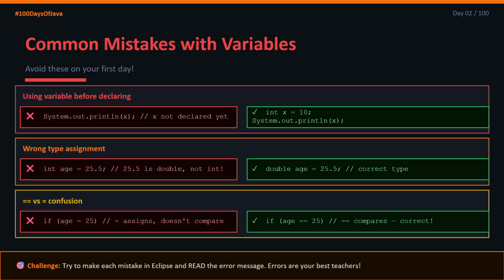And mistake number 3, it's very important. Confusing single equals to and double equals to. Single equals is for assignment, setting a value. Double equals to is for comparison, checking if two values are equal. Using single equals inside an if condition is a classic bug.